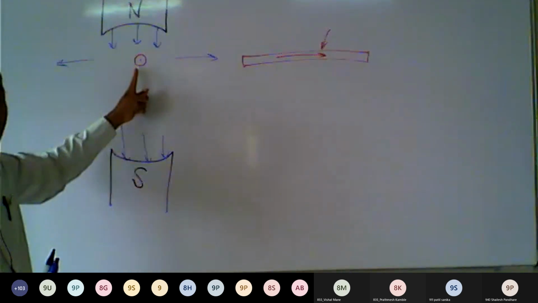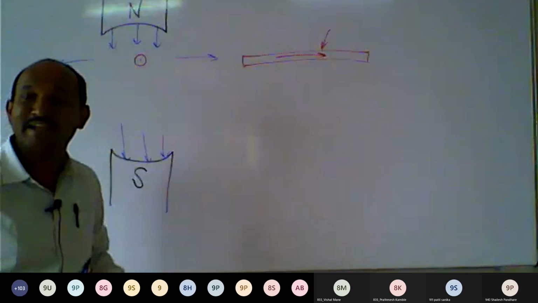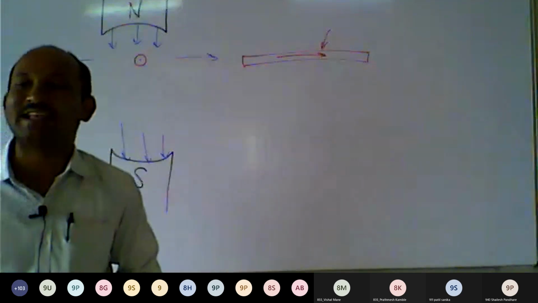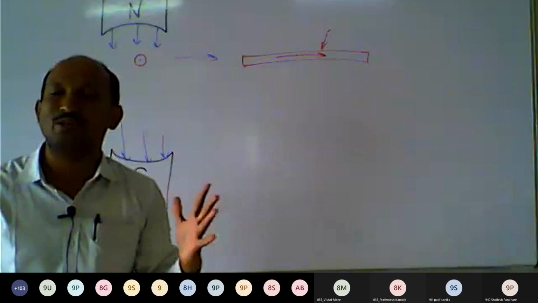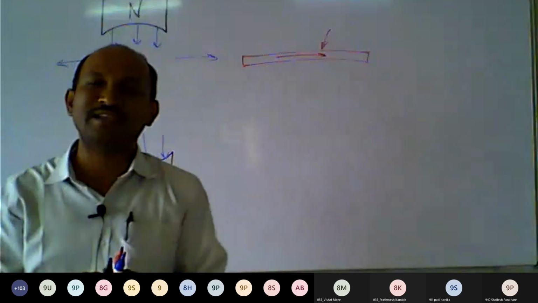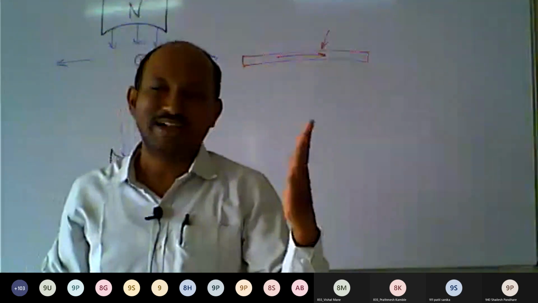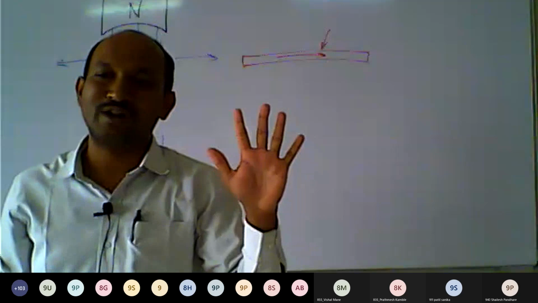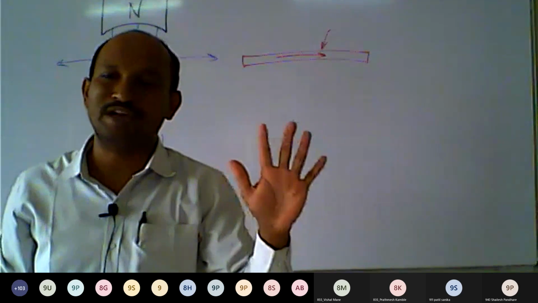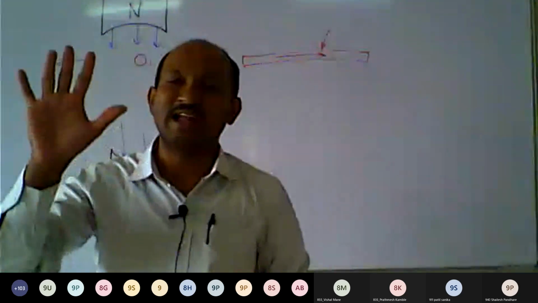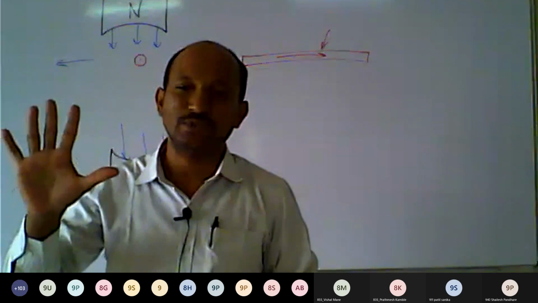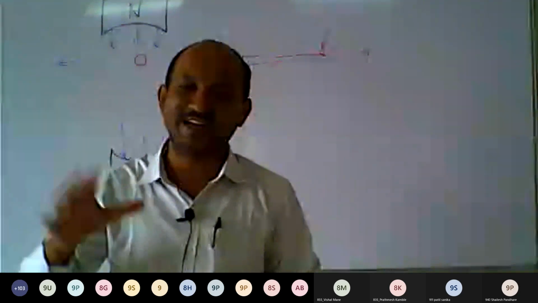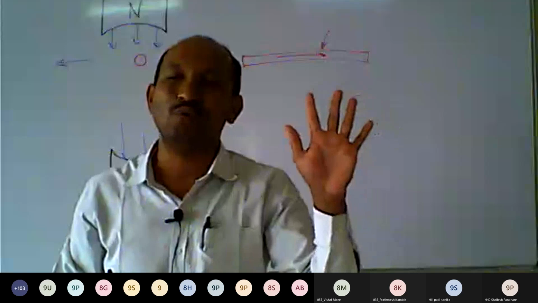The direction of that movement will be decided by Fleming's left hand rule. So there are two rules: Fleming's left hand rule and Fleming's right hand rule. Fleming's left hand rule is applicable for the motor, the electrical motor, the DC motor, and Fleming's right hand rule is applicable for the generator. So remember, the right hand rule is for the generator and the left hand rule is for the motor.